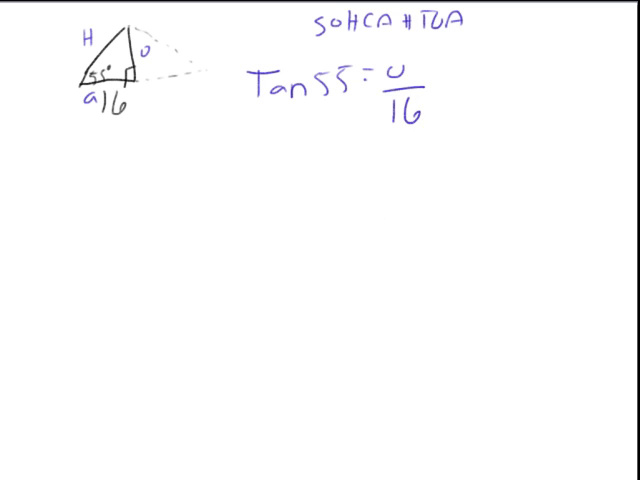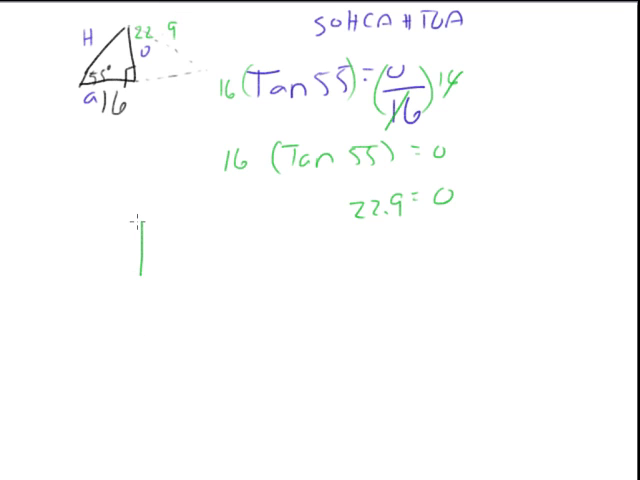Okay, in order to get the O by itself, I'm going to multiply both sides by 16. This crosses out 16 here. 16 tan of 55 equals O, and this works out to 22.9. So I know that this side here is 22.9. Okay, I'm going to draw that other side there.